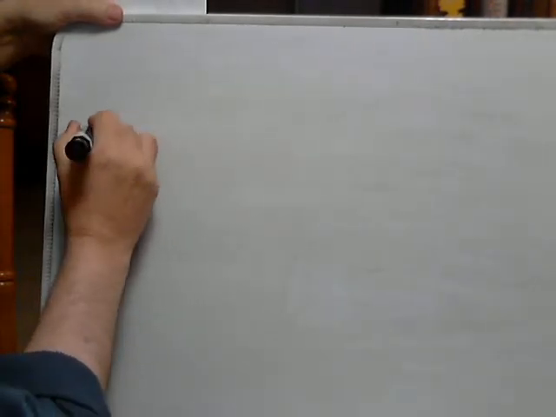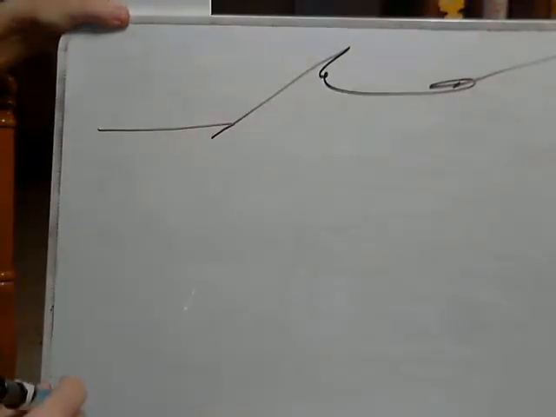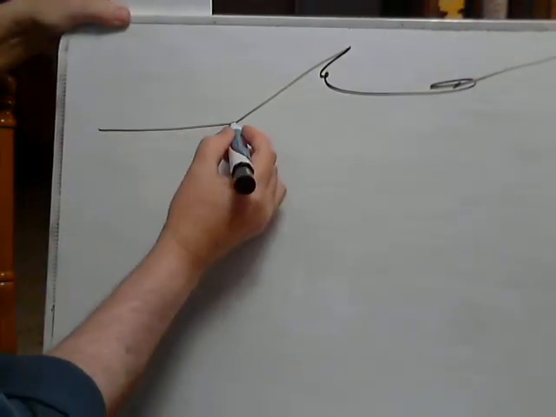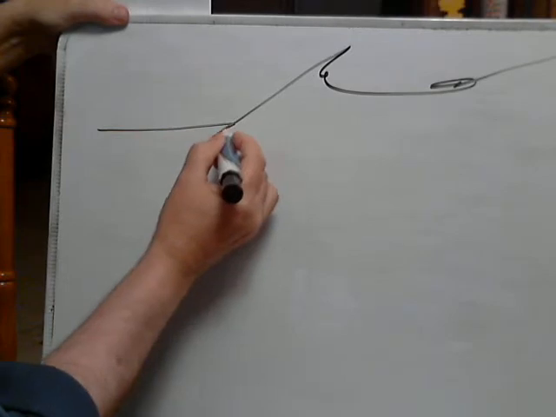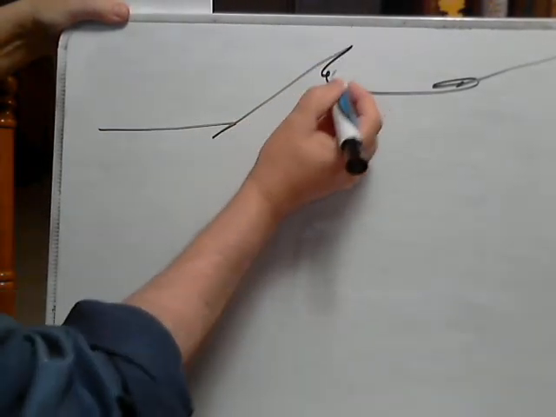Okay, let's look at the word mudslide, M-U-D-S-L-I-D. This is your M. After you make your M, you come down, and this is going to be your U right there. And then this is D.